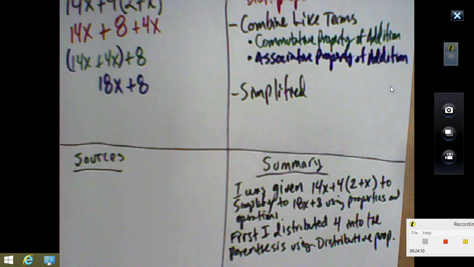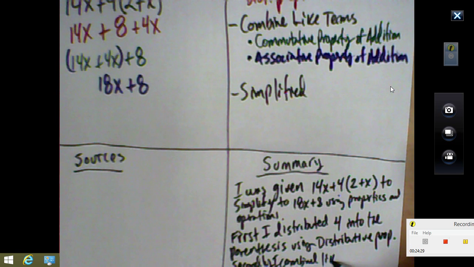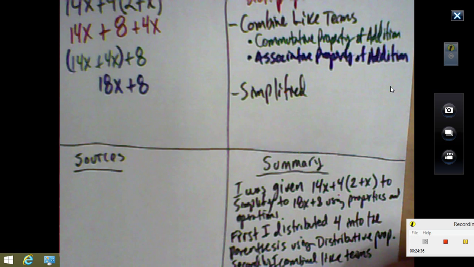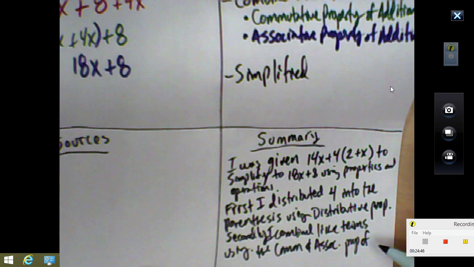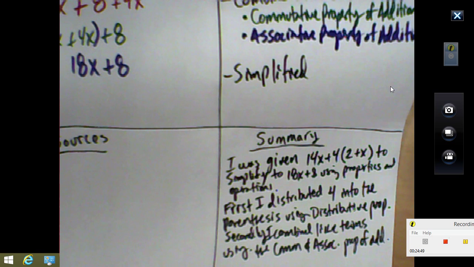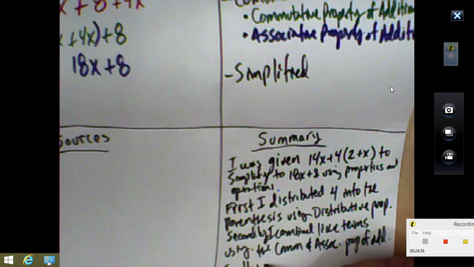Okay. What would we write next? Secondly, what did we do? Combine. Secondly, I combined like terms using the commutative and associative property of addition. Finally, I simplified.